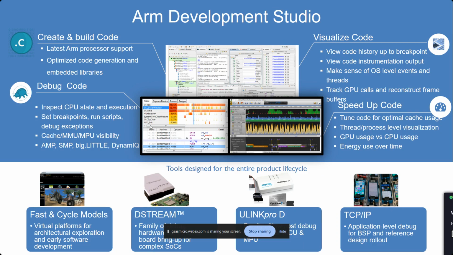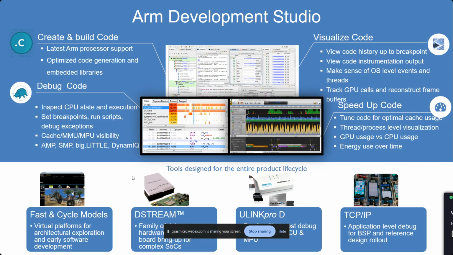Visualize the code. We can view the code history up to a breakpoint. We can set a breakpoint here in real time. We can do OS level debugging. And with the help of the Streamline Analyzer, you can also optimize your code, which we'll be talking about in the coming slides.